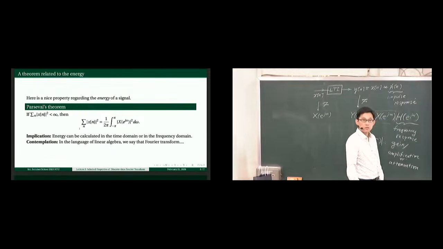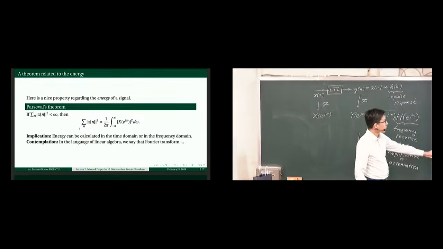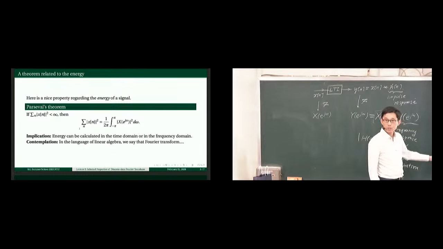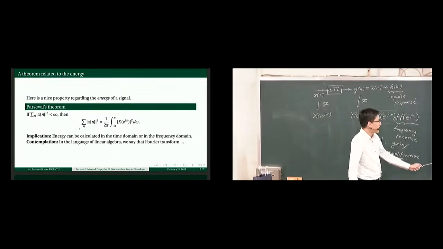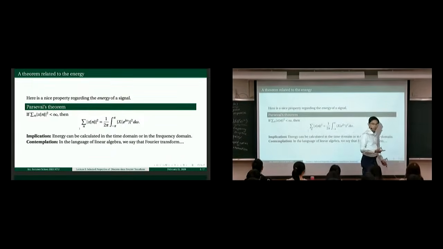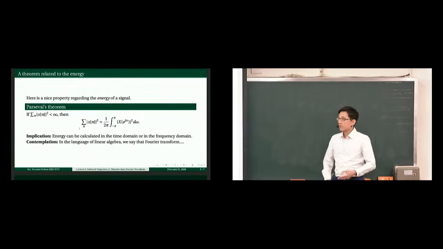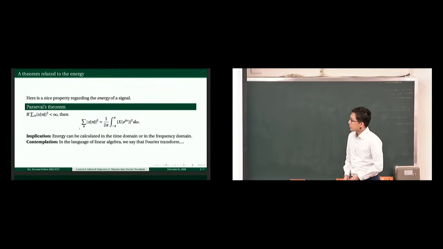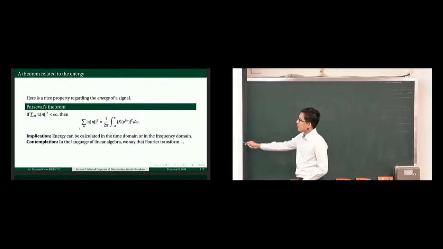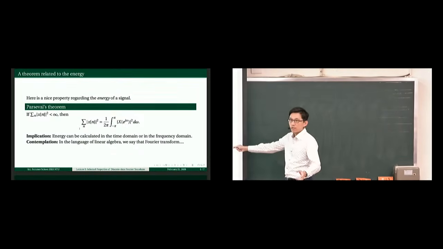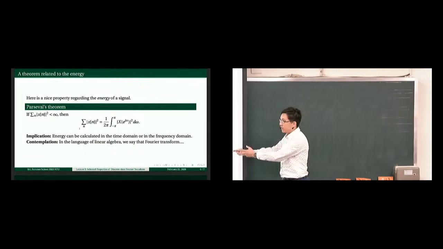Okay, so far so good? Energy can be calculated in the time domain or in the frequency domain. Again, let's contemplate. Now we talk about Fourier transform. We already go from time domain to frequency domain. And there are symmetries and stuff, shift theorem, convolution theorem. But even without proving that this is true, okay, let's agree that this is true, then what do we learn? If this is true, what do we learn?